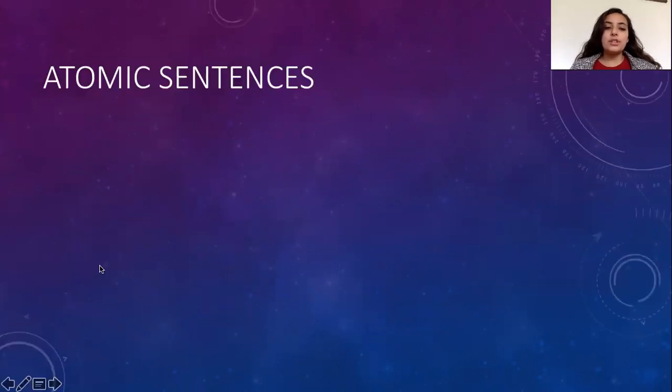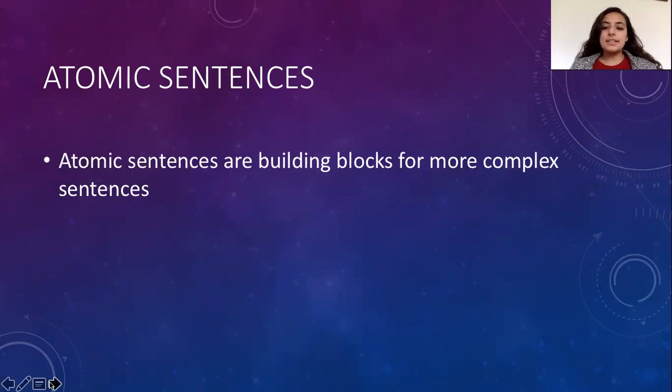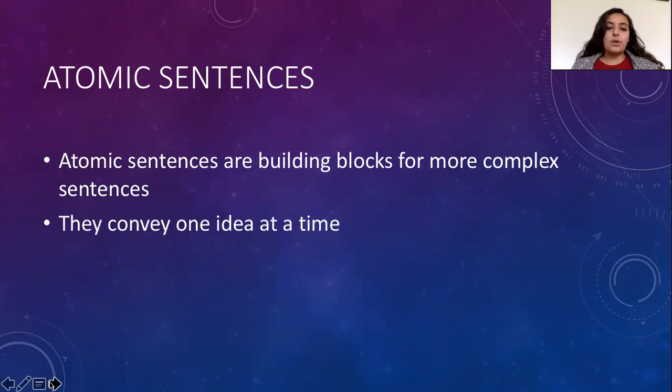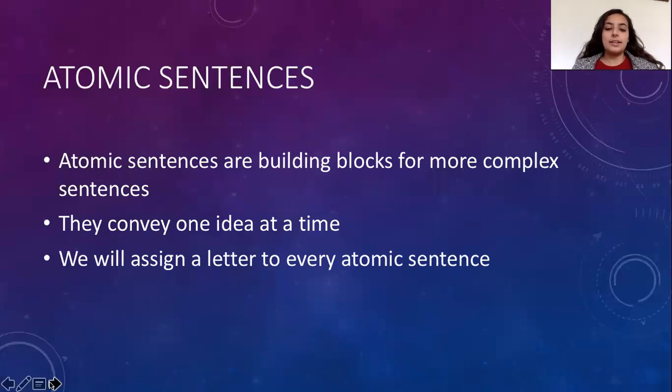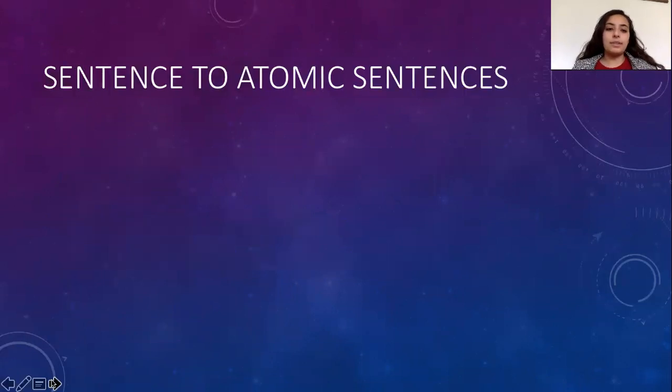So the first thing I wanted to go over was atomic sentences. Basically, atomic sentences are the building blocks for more complex sentences. So think of them as conveying one idea at a time. And we're going to assign letters to each atomic sentence. And so you can have more than one atomic sentence within one complete sentence. And we'll see examples of that.